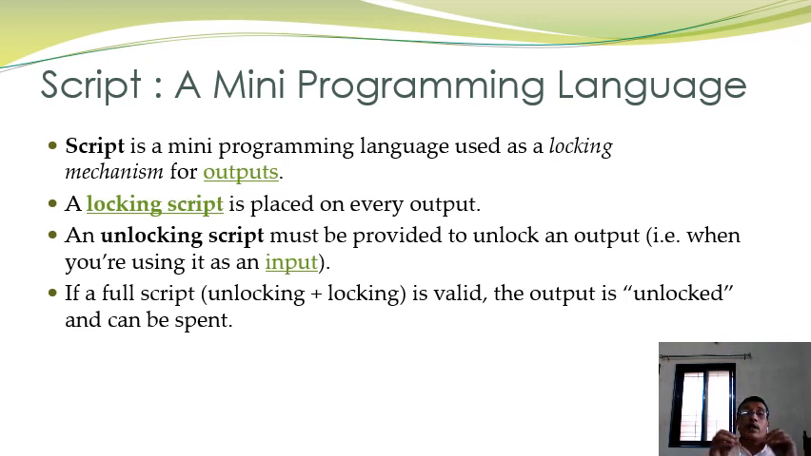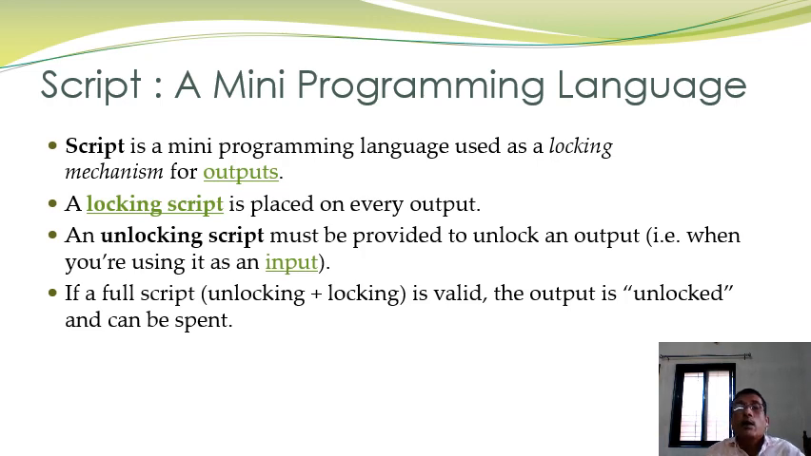These concepts are very difficult to digest because they are new. These concepts are the reverse of the traditional programming language. So if a full script is valid, that means the script must have an unlocking script and a locking script. The locking script is the script received from the previous transaction, along with whatever value, whatever bitcoins, we receive from the previous transaction. On that transaction some input will operate, and it will operate with the help of the locking script, and we require an unlocking script to unlock the outputs that are received from the previous transaction.